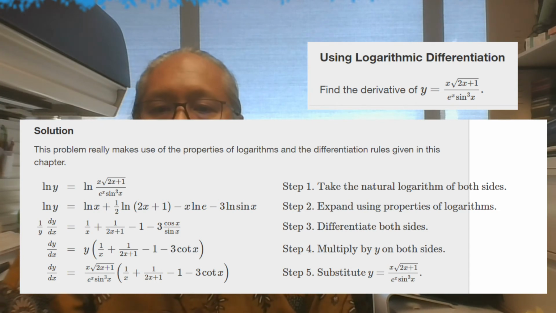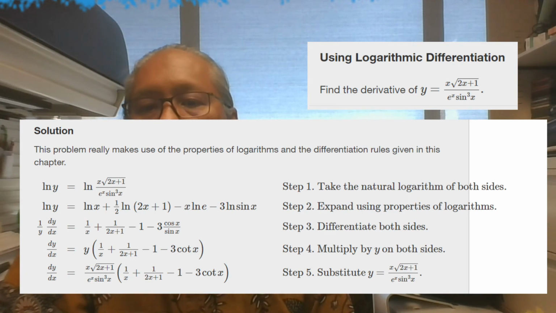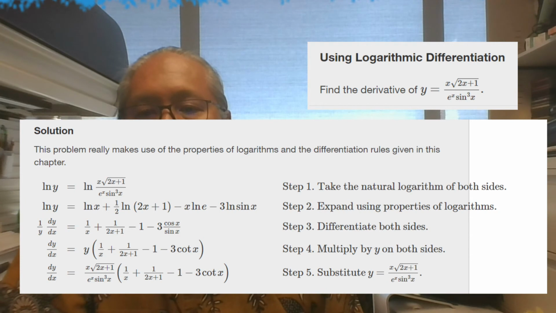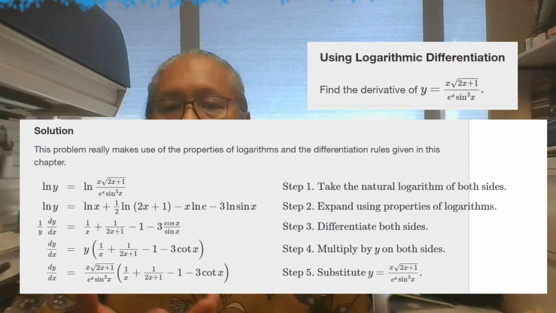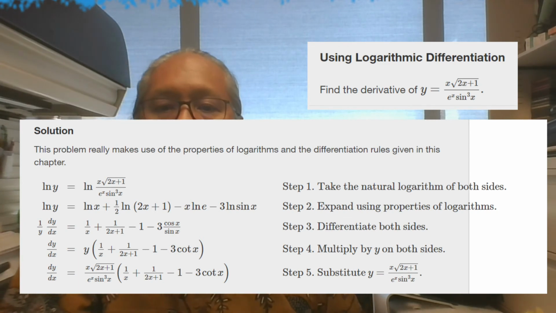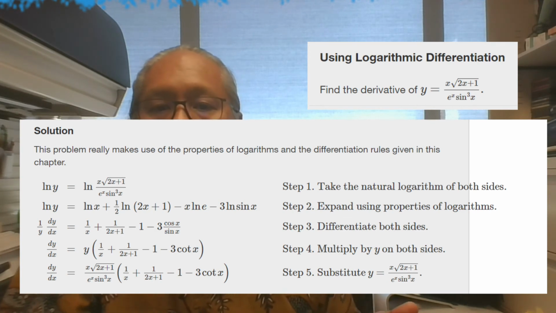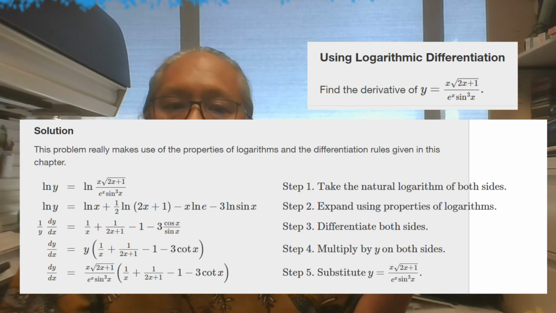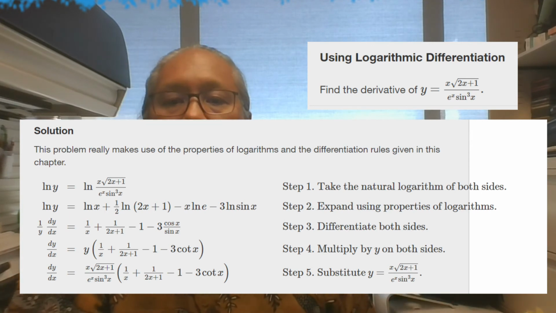And now we take the derivative of both sides. Remember, the derivative of the left hand side is going to be 1 over y dy dx, and the derivative of ln x is 1 over x. The derivative of the next one is going to be 1 over that thing, and then there's an extra 1/2 there. And the derivative of x is just, well, ln e is equal to 1, so we're just taking the derivative of x, which is 1. And then the derivative of 3 times ln of sine x is going to be 1 over sine x times cosine x times 3.